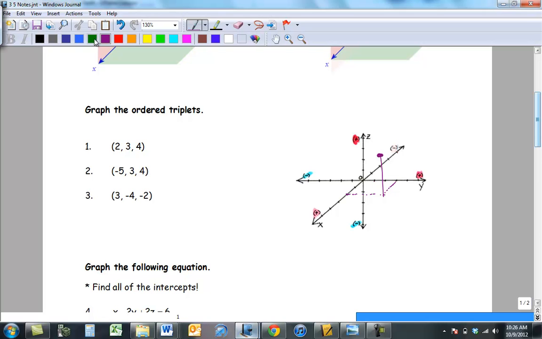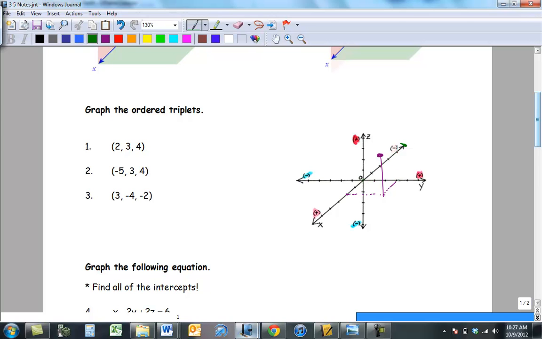All right. Try out 2 and 3, and then check yourself with mine. All right, so number 2. -5 along the x-axis. -5 goes backwards. 1, 2, 3, 4. There's -5.